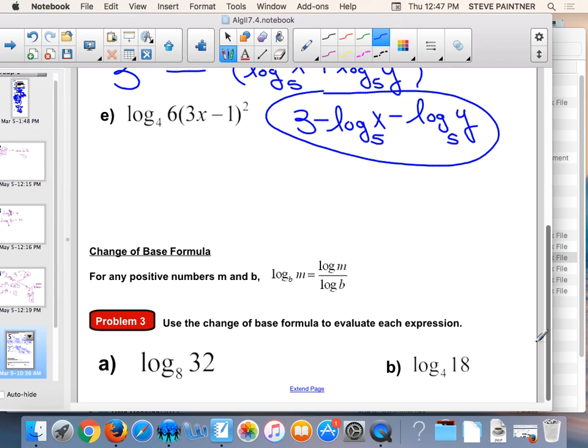I want you to do this one right now. Do E. Just do E. See what you can do. Who's got it done? Anybody got it done? Nobody. Okay.